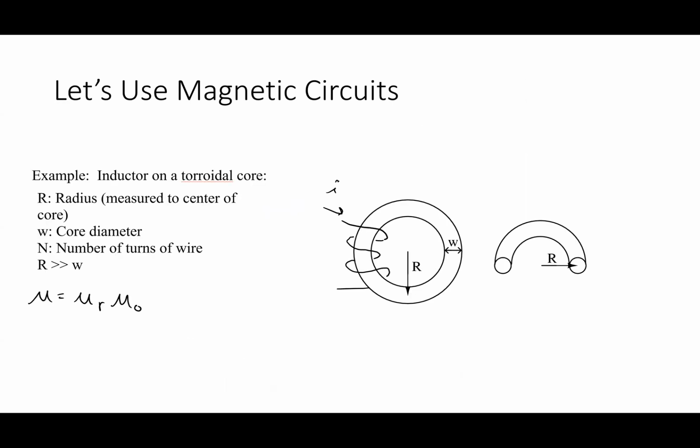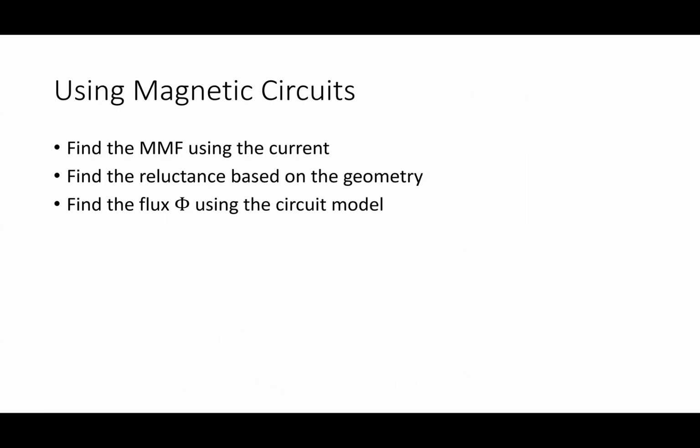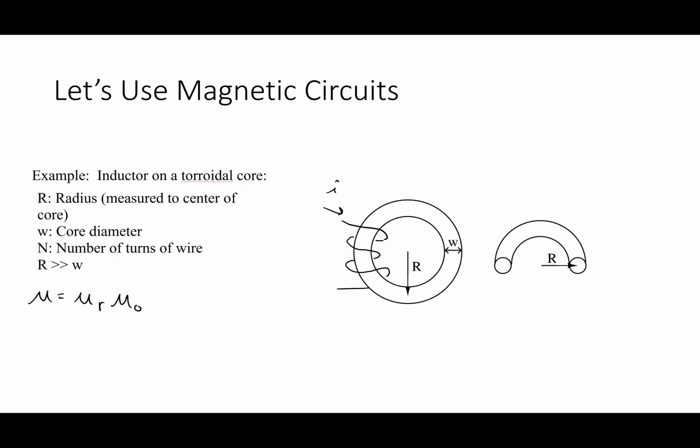So I want to go back to this problem. All right. So I want to use magnetic circuits instead. So what do I have to do here? Basically, I've got to find what the MMF is, find the reluctance, and then find the phi using the circuit model. In other words, I want to turn this into a magnetic circuit and say, here's the reluctance, here's the phi, here's the MMF. All right, so what's the easy part? Finding the MMF is pretty easy. What's the MMF? Ni. All right, we're done with that.